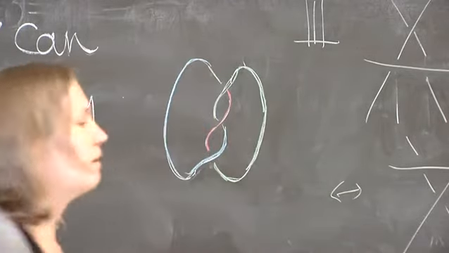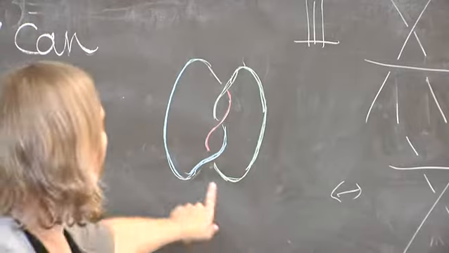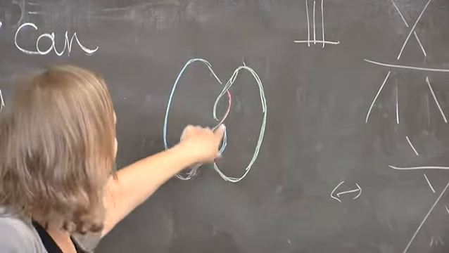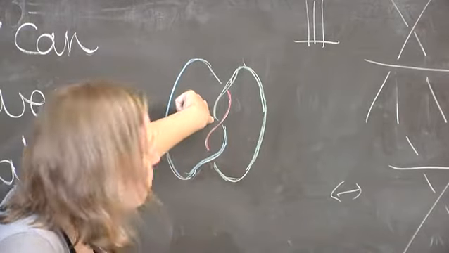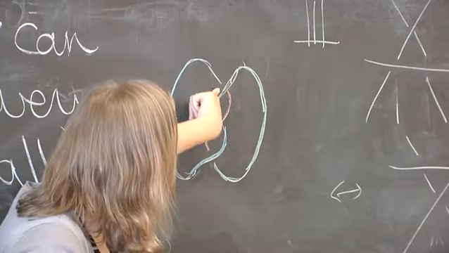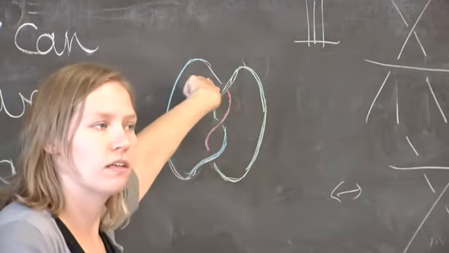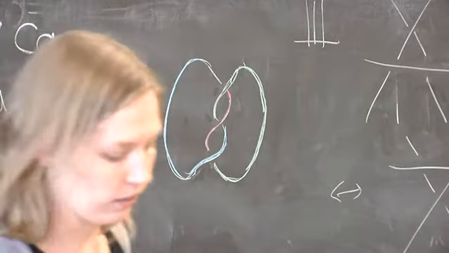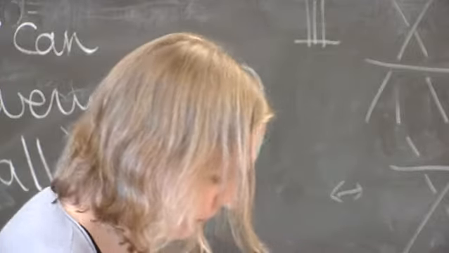Okay, so this is a pretty simple example. If I look at this crossing, I have one blue, one green, one red. If I look at this crossing, I have one blue, one red, one green. If I look at this crossing, I have one red, one green, one blue. So that is a valid, non-trivial 3-coloring. Okay?